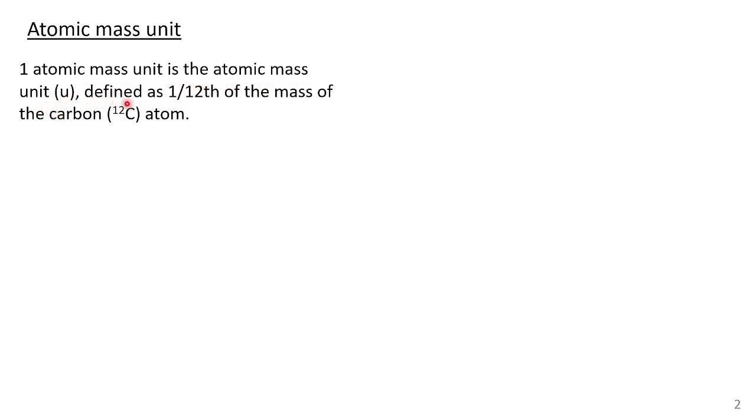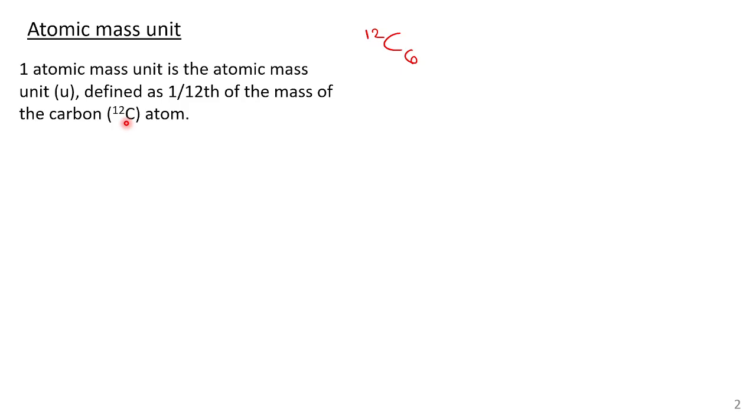One atomic mass unit is defined as 1/12th of the mass of the carbon atom. 12C means 12C6. The lower number means proton, the upper number means total number of nucleons. So 12C is the short form. So one atomic mass unit is 1/12th of the mass of carbon 12 atom.